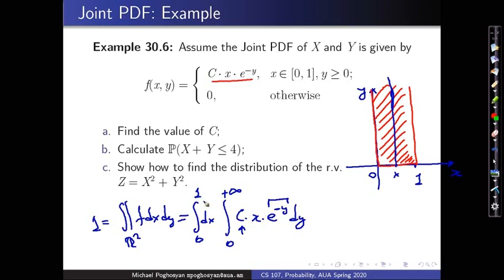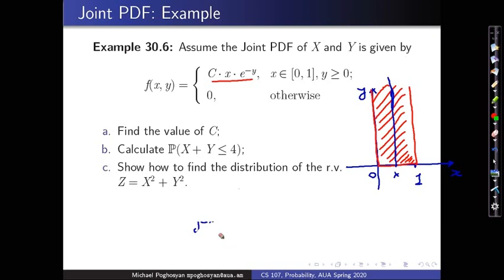Okay, so let me erase this part and calculate the b part. B part is about calculation of some probability: the probability that x plus y is less or equal than 4. So I'm writing this region and the intersection of this region with my support, this red region.